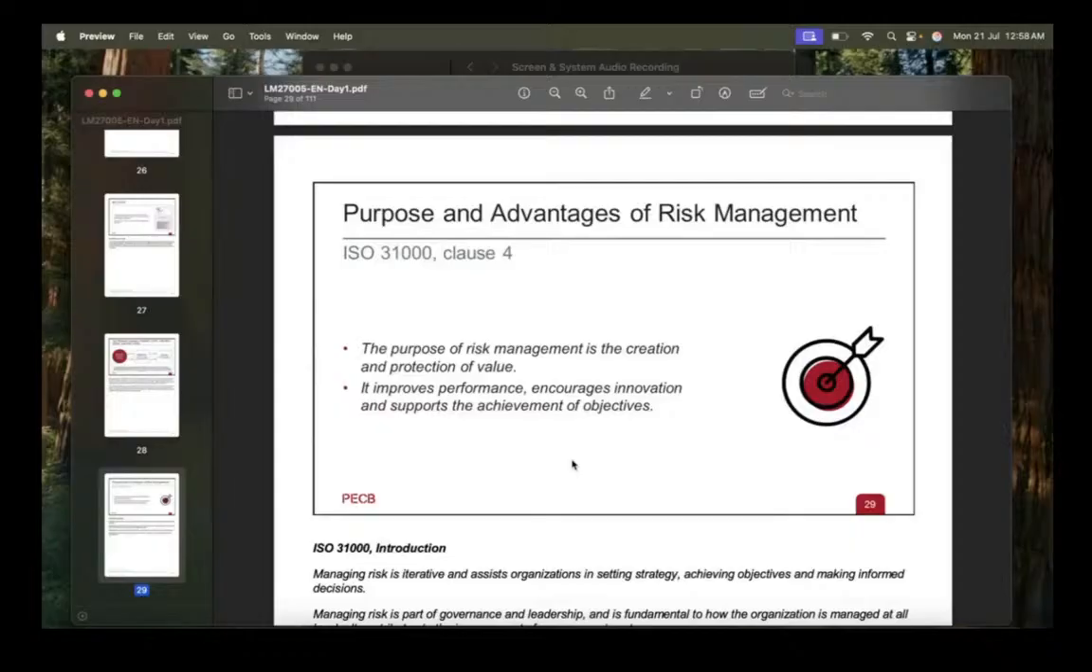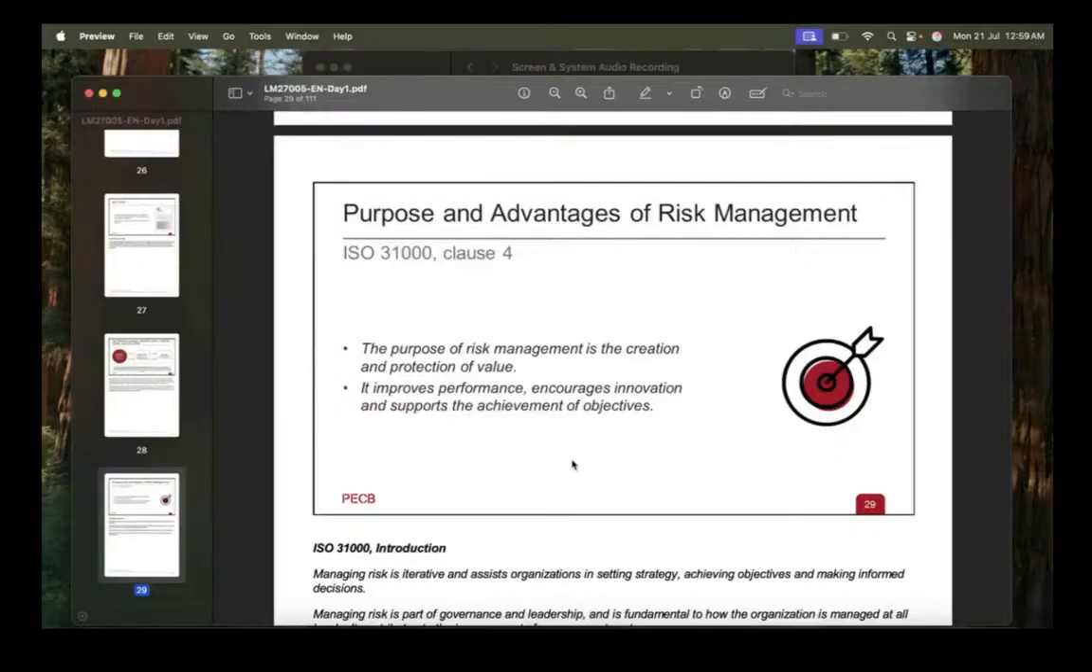So, the purpose of risk management is the creation and protection of value. Value here means anything that is important. What we are going to study is actually information security, but it can be any value. Also, what is the advantage of risk management? It improves performance, it encourages innovation, and it supports the achievement of objectives.